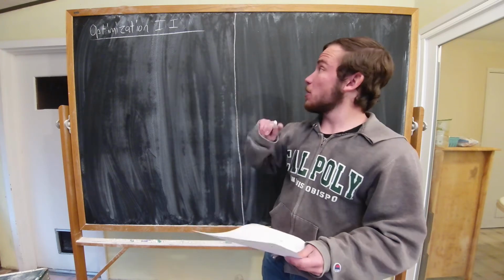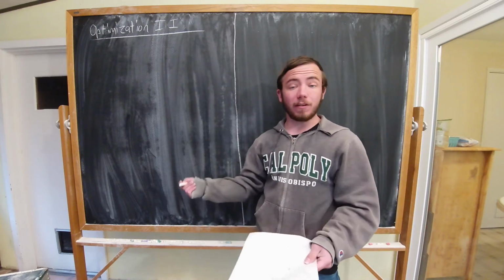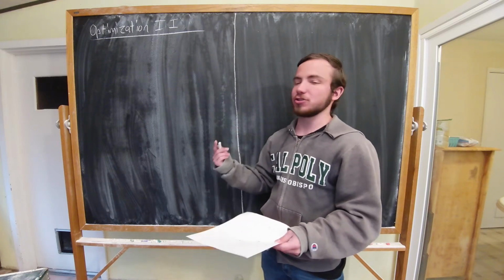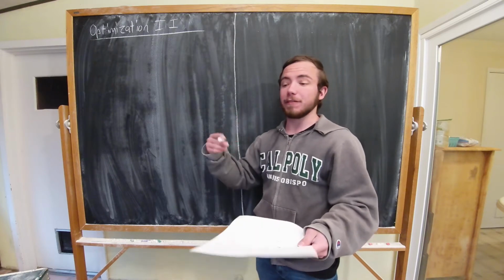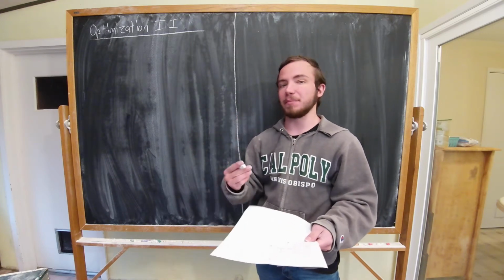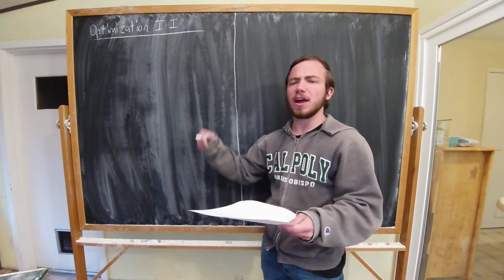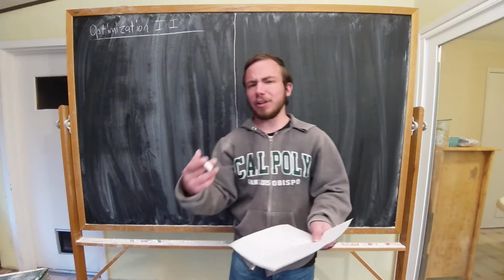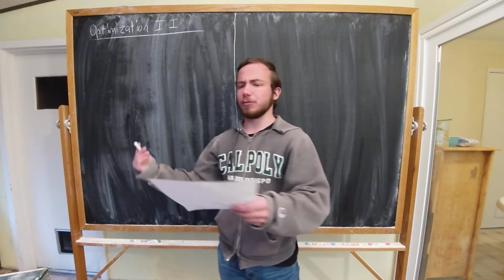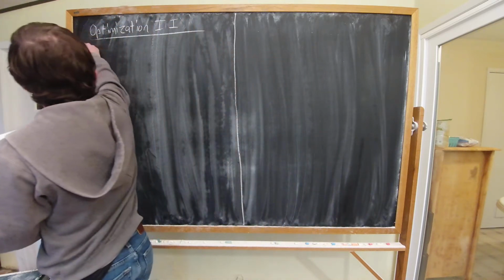So, in this video, we are going to be finishing off our section on optimization. Again, optimization, right? The idea is you want to find the absolute maximum or minimum of some function, and we're going to apply that to real-world situations. So, let's outline a general procedure for solving real-world optimization problems.